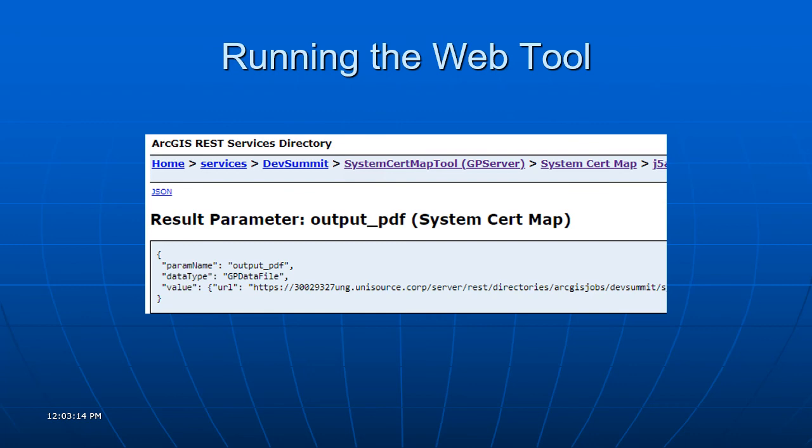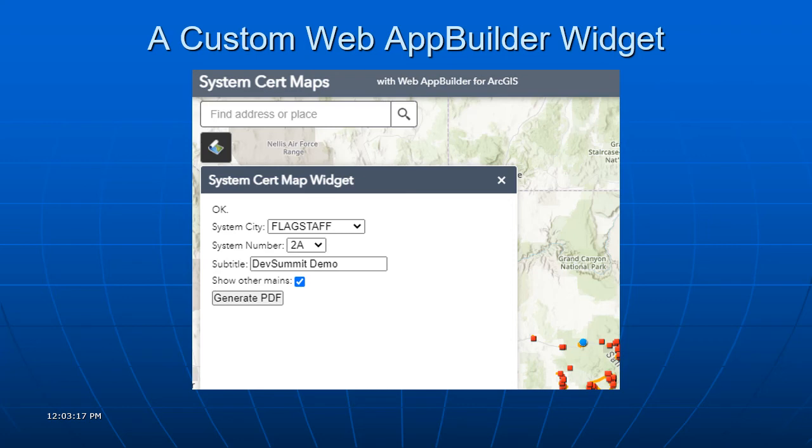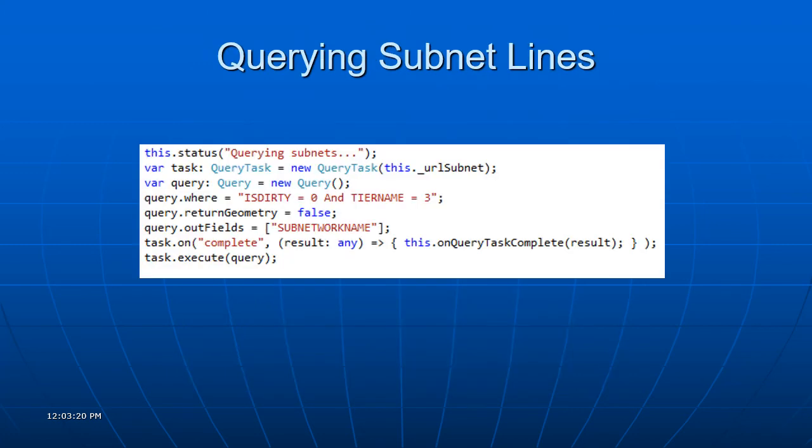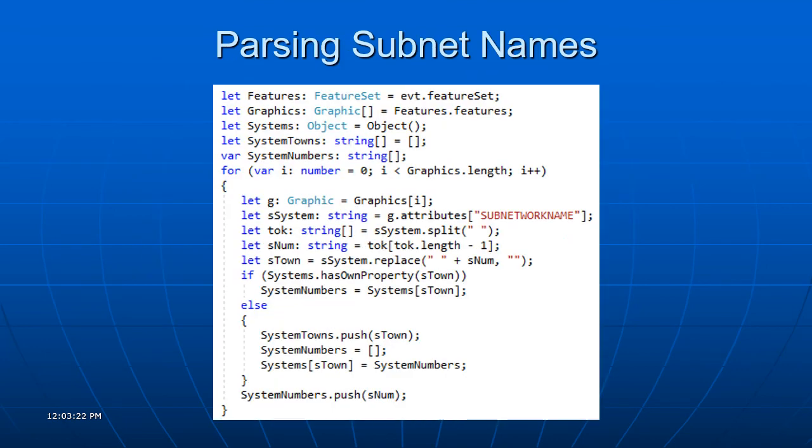Once published, the web tool may be run in a number of ways. I like using the REST interface directly for testing. At this point, it's fairly simple to use the JavaScript API to call the tool. For this presentation, I created a custom Web AppBuilder widget. As it initializes, the widget queries the subnet lines to gather pressure system names. Subnetwork names are parsed into towns and numbers to populate the select elements.